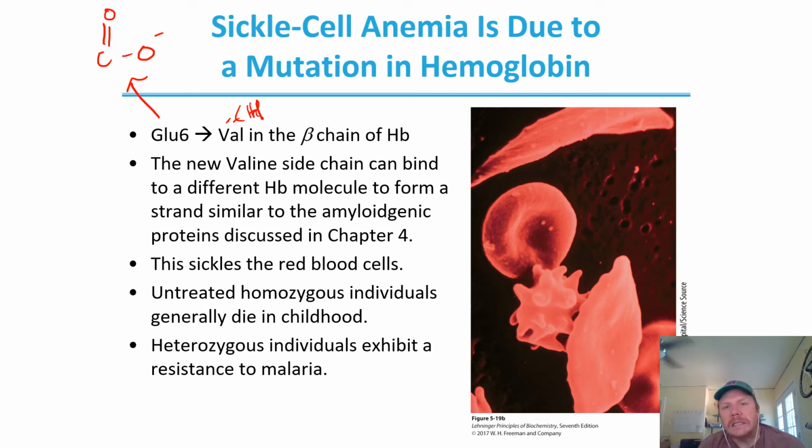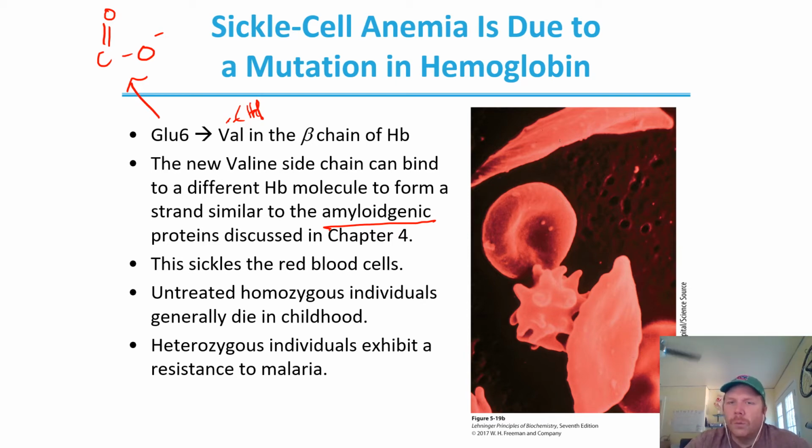This new valine side chain can bind to a different hemoglobin molecule to form a strand similar to the amyloidogenic proteins that we discussed in chapter 4. So there's that sort of aggregation. What this results in is the sickling of red blood cells. Untreated homozygous individuals generally die in childhood. Heterozygous individuals exhibit a resistance to malaria.